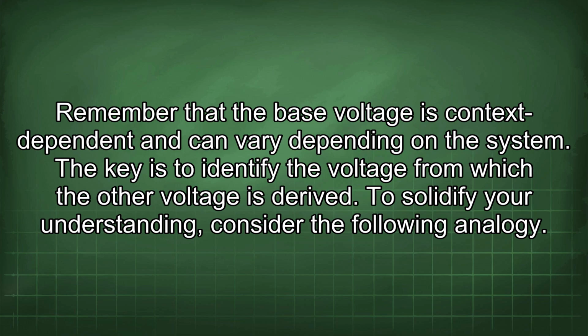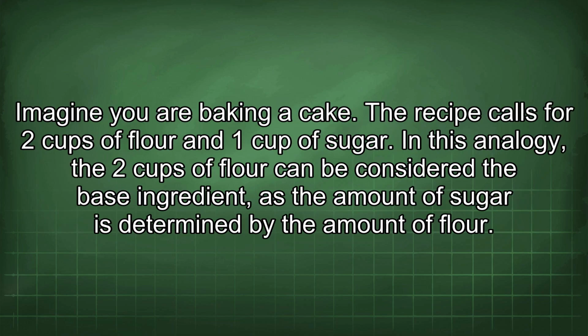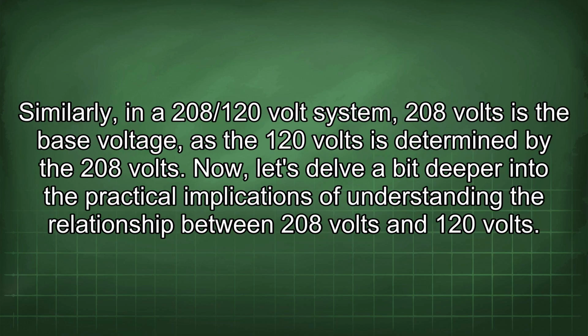To solidify your understanding, consider the following analogy. Imagine you are baking a cake. The recipe calls for 2 cups of flour and 1 cup of sugar. In this analogy, the 2 cups of flour can be considered the base ingredient, as the amount of sugar is determined by the amount of flour. Similarly, in a 208/120 volt system, 208 volts is the base voltage, as the 120 volts is determined by the 208 volts.